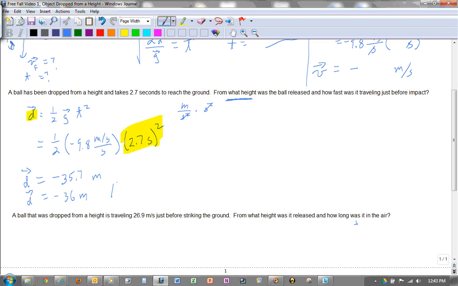But I would say that my height is 36 meters. You wouldn't say that you had a negative height. So that would be the height from which it was dropped.